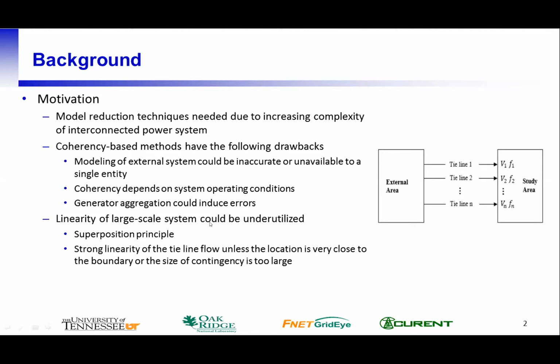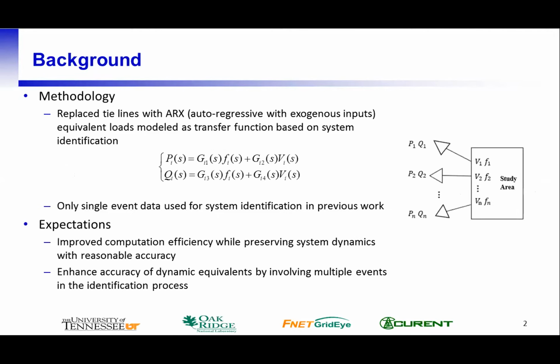The results of the linearity test in our test system show strong linearity of the tie-line flow between the external area and the study area, unless the contingency location is very close to the boundary or the size of the contingency is too large. Based on this linearity assumption, previously we proposed a measurement-based model reduction approach that does not require information on the external system topology and system operating conditions.